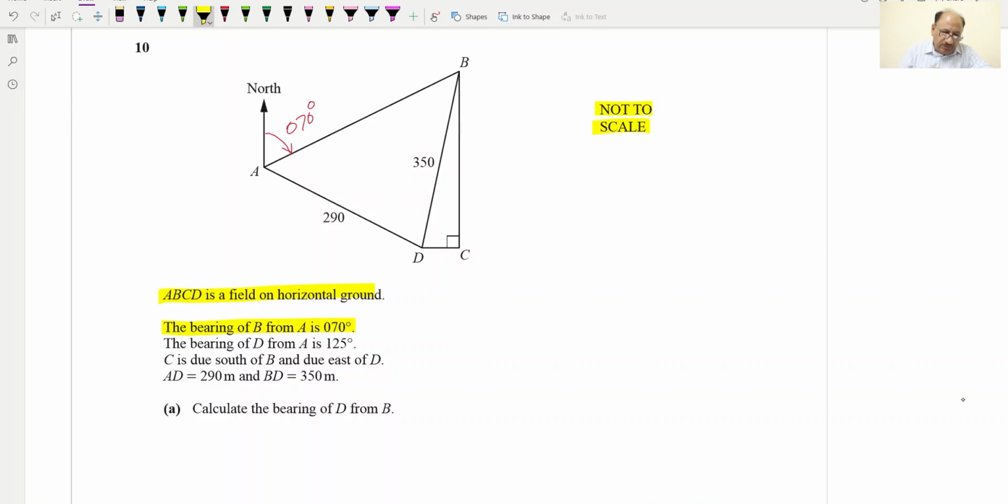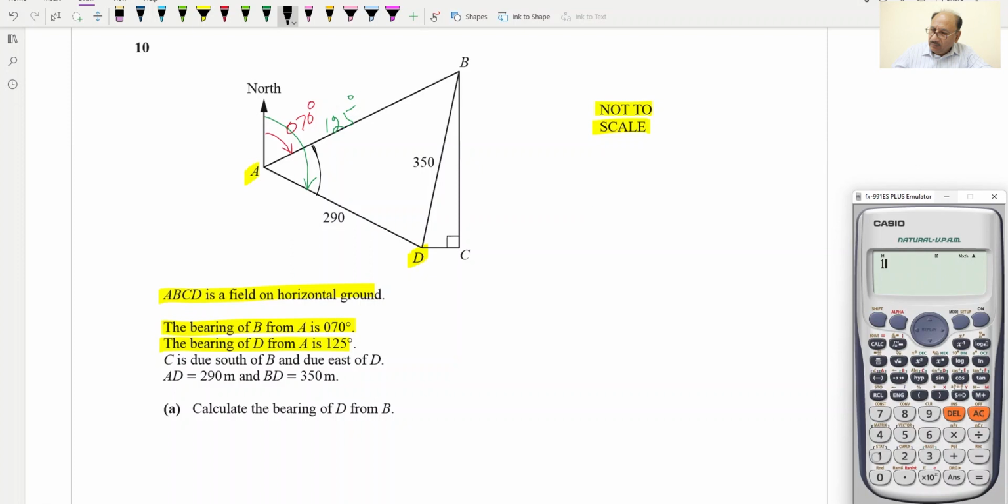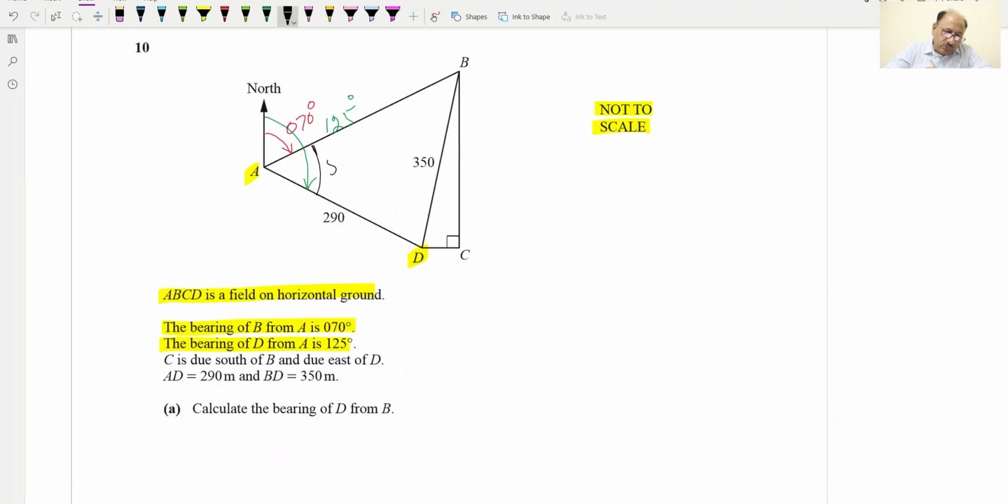And then they are saying the bearing of D from A is 125. So the bearing of D from A is 125, so this whole angle is 125 degrees. It means that the inner angle, this angle, is 125 minus 70, which is equal to 55. So this is 55 degrees. We calculated angle BAD.